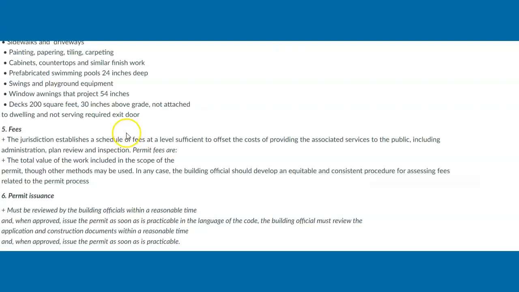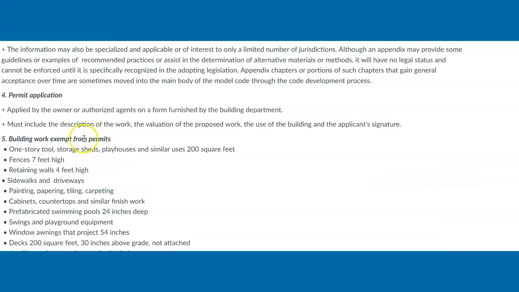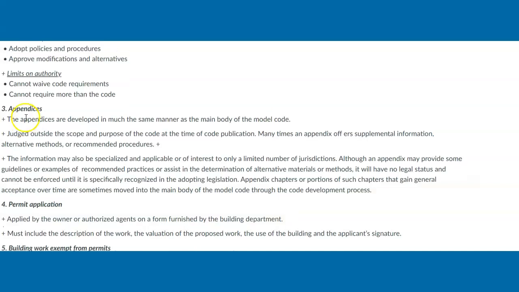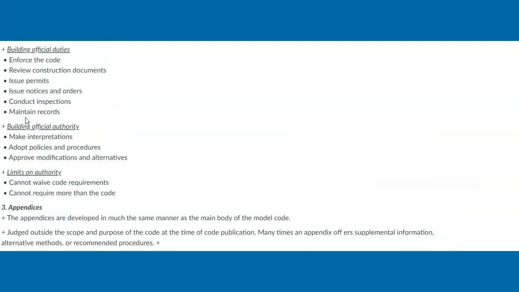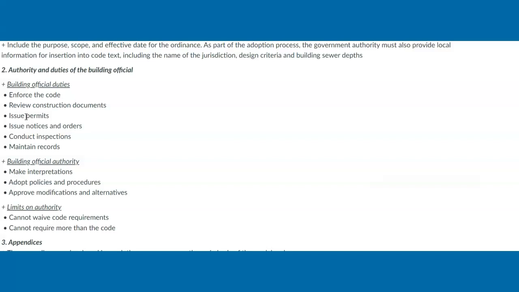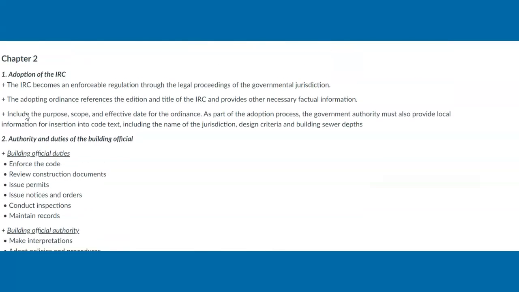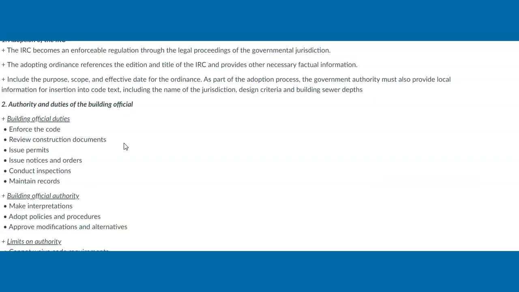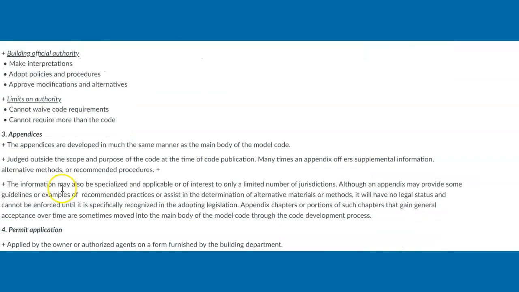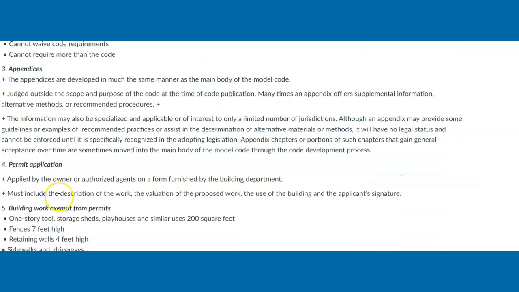This other student here, they struggled a little bit. See, they used plus signs. And then they also numbered them in numerical order. They got chapter 2, number 1, adoption of the IRC. Number 2, authority and duties of building officials. Number 3, appendices. Number 4, permit applications. I don't think these are the numbers that match. I think they're just in numerical order 1, 2, 3, 4, 5, 6.